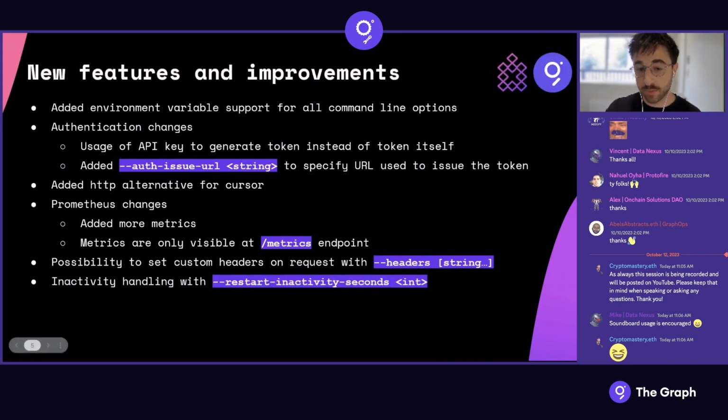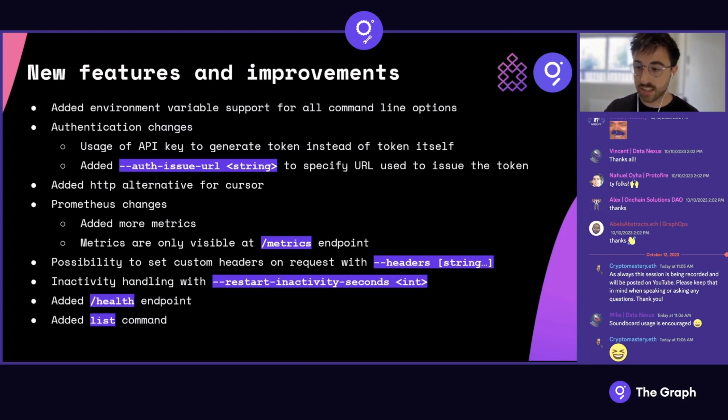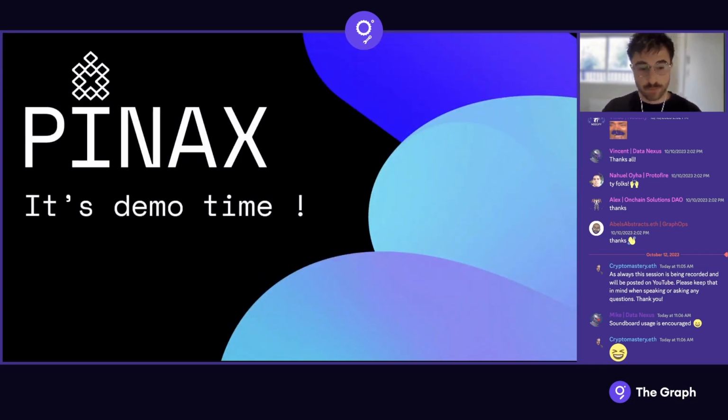Now the sync will automatically stop instead of hanging if not receiving any messages from the Substream server after a specified amount of seconds using the restart inactivity seconds option. We also added a health check endpoint to monitor the state of the sync. And finally, we added the list command to see Substream compatible modules. So now I'm going to show you how we are using the Substream sync library in a Discord sync, and also go over some of the cool new features we added to the library.